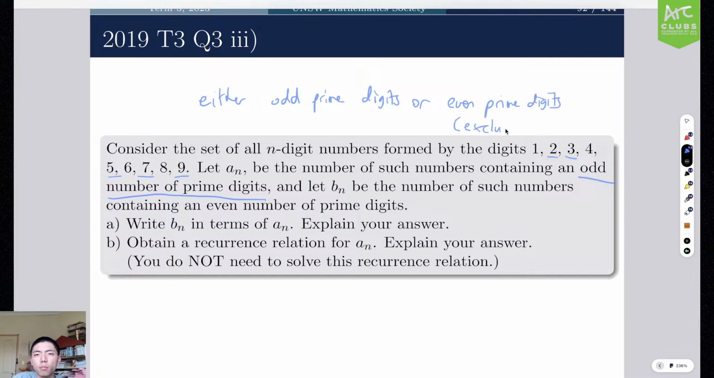Exclusive, right? Because if you were to have an odd number of prime digits in your n-digit number, then it would not be possible to have an even number of prime digits in that number, because it's either even or odd, right? So we know to do the first question, we need to write Bn in terms of An.